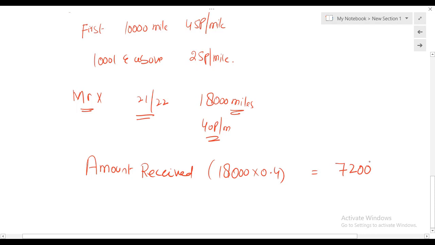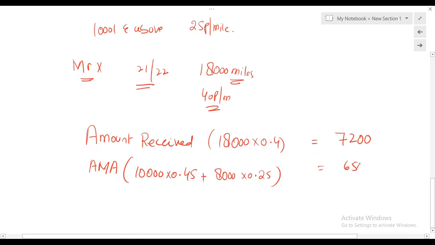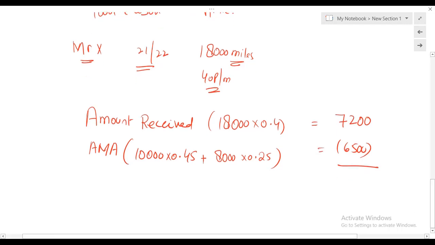Now let us check, according to the authorized mileage allowance, what amount he should have received. According to HMRC, for the first 10,000 miles, he was supposed to get 45 pence. And for the remaining 8,000 miles, he was supposed to get 25 pence per mile. Which means that he should have taken 6,500 from his employer. Since Mr. X has received more than the authorized mileage allowance, the difference is a taxable benefit, which is 700. This 700 is a taxable benefit.